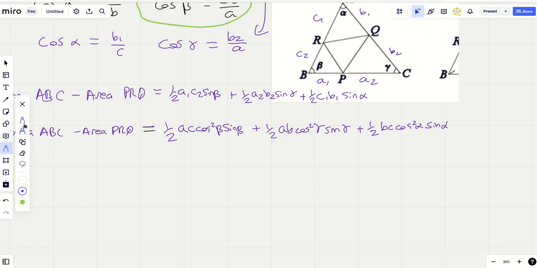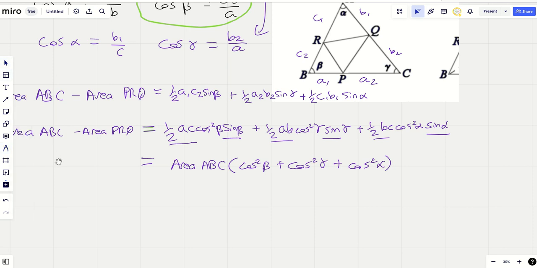In other words, this is equal to, well, let's just write it down like this and factorise it out, because that bit of the term, that bit of the term, and that bit of the term, they're all areas of ABC. So you can factorise it out and just say this is equal to area of ABC times cos squared beta plus cos squared gamma plus cos squared alpha. Yeah, lovely. And now this easily rearranges into the result.